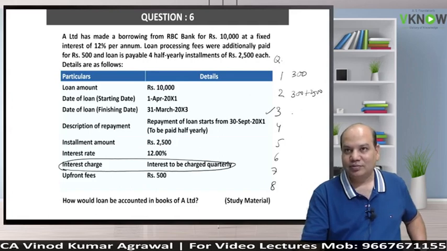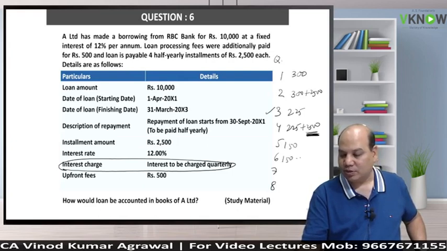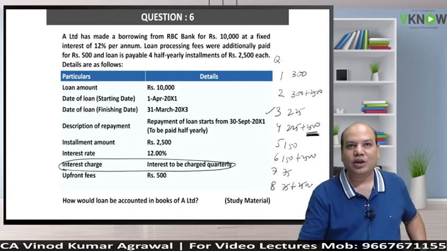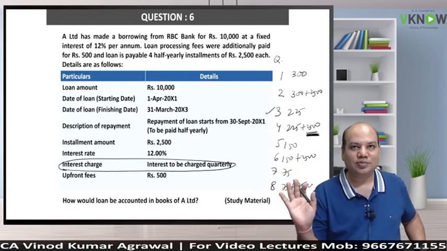How much? 225. And in the fourth quarter, it is 225 plus 2500. Understood? Again, you paid 2500 here. So your principal becomes 5000 into 12% into 3 by 12, 150. Then 150 plus 2500, 75. 75 plus 2500. First, you have to identify the cash flows in the problem.